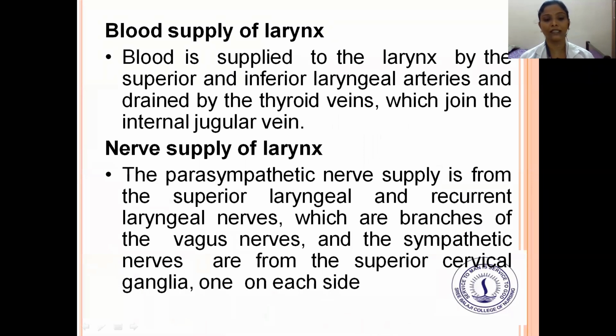The blood supply to the larynx. The larynx is supplied by the superior and inferior laryngeal arteries and drained by the thyroid veins, which join the internal jugular vein. The nerve supply to the larynx: the parasympathetic nerve supply is from the superior laryngeal and recurrent laryngeal nerves, which are branches of the vagus nerve, and the sympathetic nerves are from the superior cervical ganglia, one on each side of the larynx. So this is the blood supply and the nerve supply of the larynx.